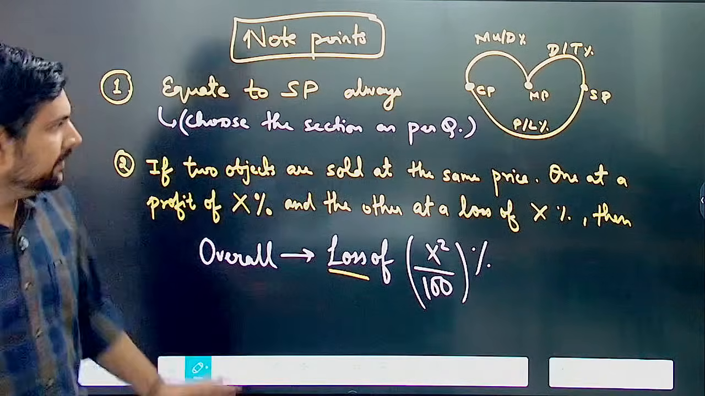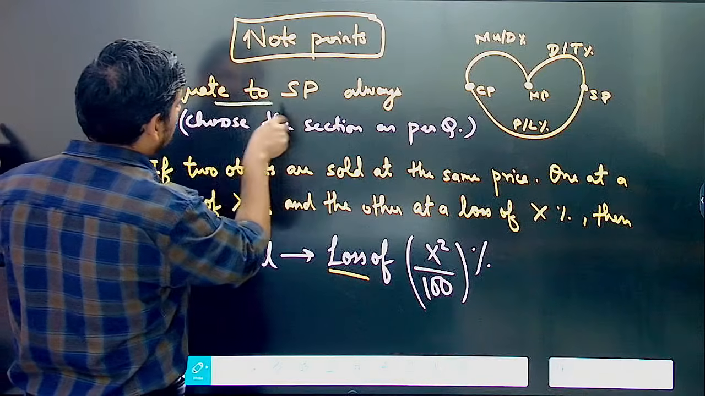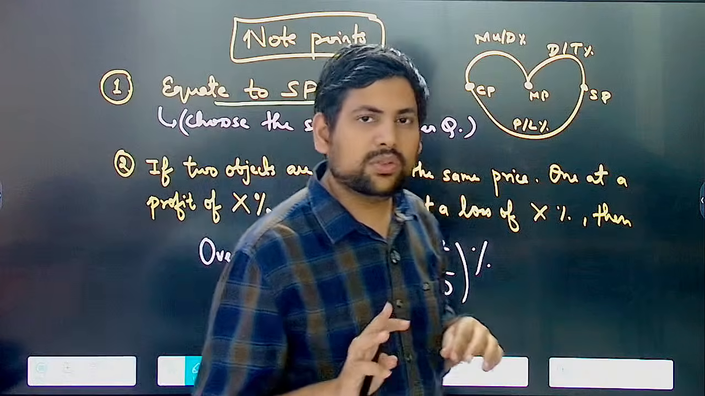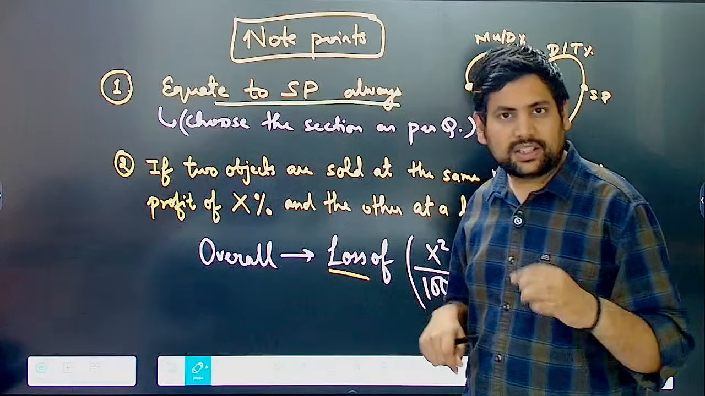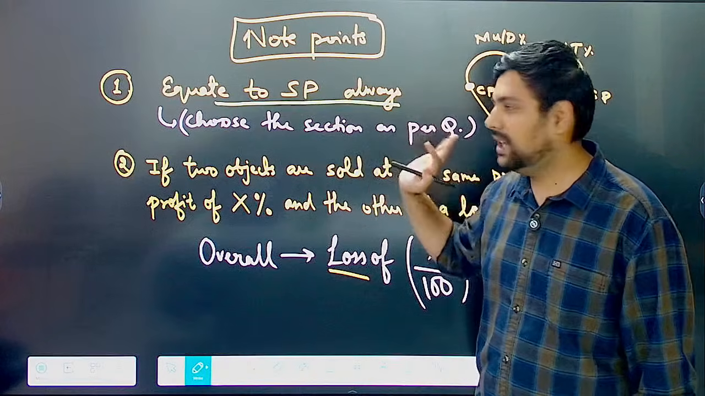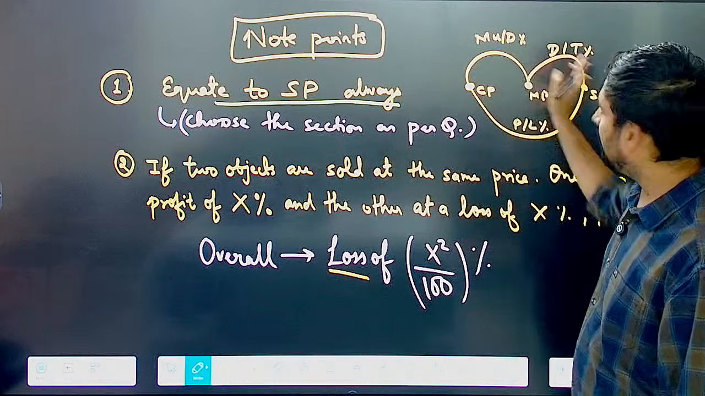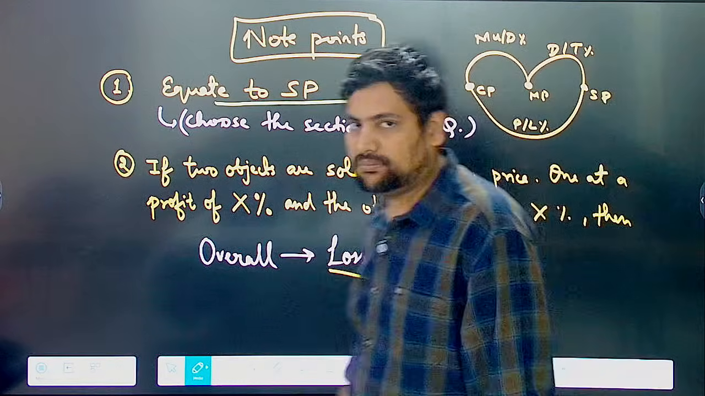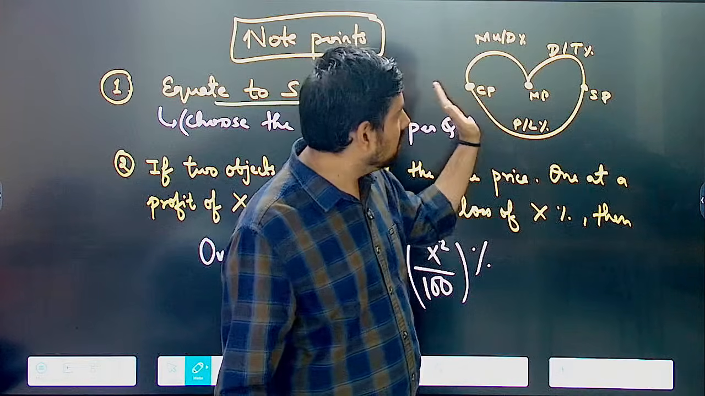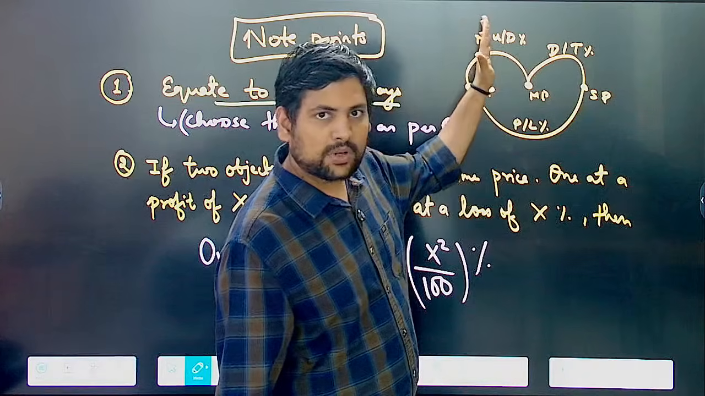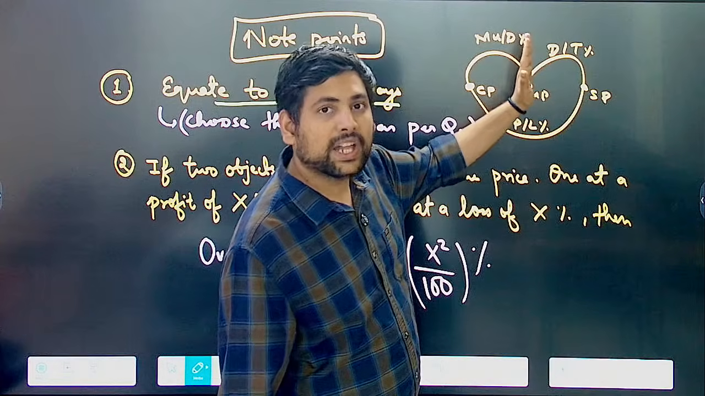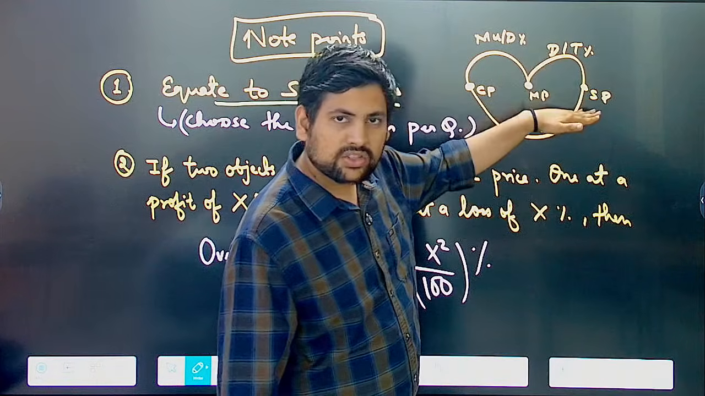First thing, what we do, we always just equate to selling price. Ultimately, whatever question is given to you, it will deal with selling price. Then only there is profit, loss, discount, whatever. So we will always try to equate to selling price. Now, how can you reach selling price? There are many ways. For example, you take cost price, like the example that I took. So cost price was 2000. Then from cost price you apply marked up or marked down, you reach marked price. Then from this marked price you apply discount or tax percent, you reach selling price.